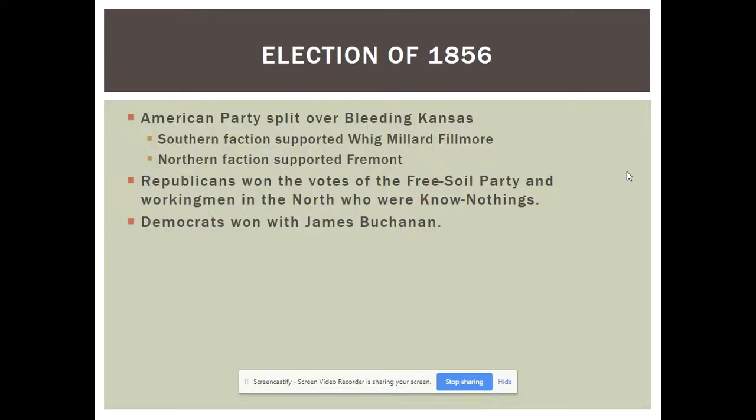So the American Party splits over Bleeding Kansas, and the Southern faction supported Whig Millard Fillmore. If you remember him, he'd been president after Zachary Taylor died in the early 1850s. The Northern faction supports the Republicans, so they split over the issue of slavery. So the American or Know Nothing Party is going to be done by 1860. And so anyway, the Republicans don't win by any means, but they look like they're becoming a legitimate party.